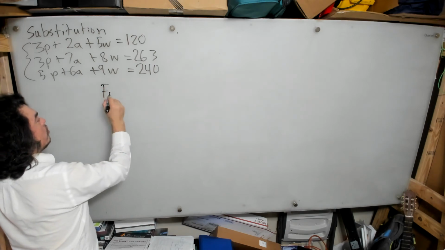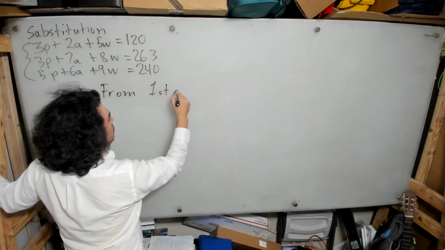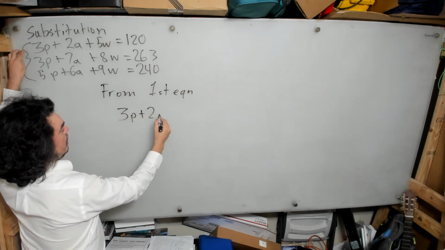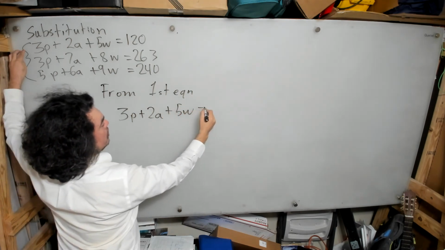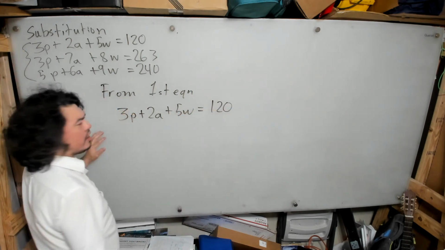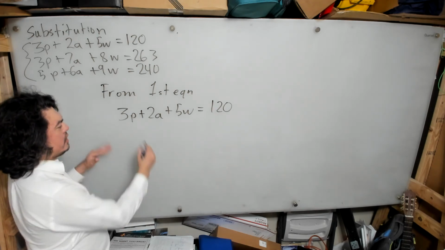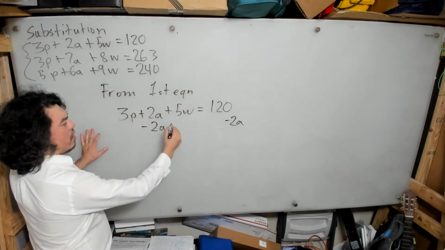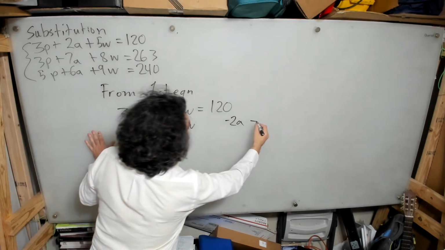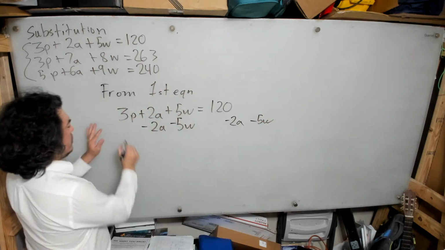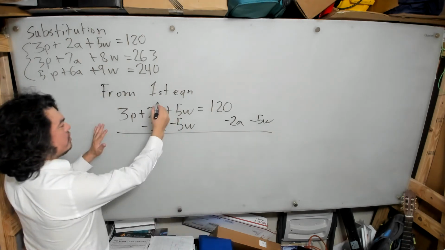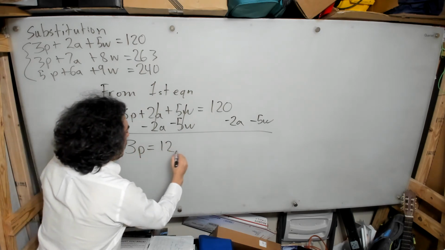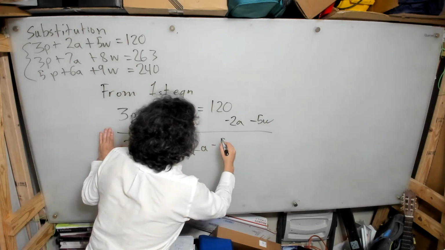Okay. So from the first equation, I get 3P plus 2A plus 5W equals 120. I'm going to solve this for P. So what does that mean? That means that I'm going to get rid of, first of all, this 2A. I'm going to subtract it from the left, and I'm going to subtract it from the right. I'm going to get rid of this 5W. So I'm going to subtract it from the left. I'm going to subtract it from the right. That's going to give me, this is gone, this is gone. I'm left with 3P equals 120 minus 2A minus 5W.